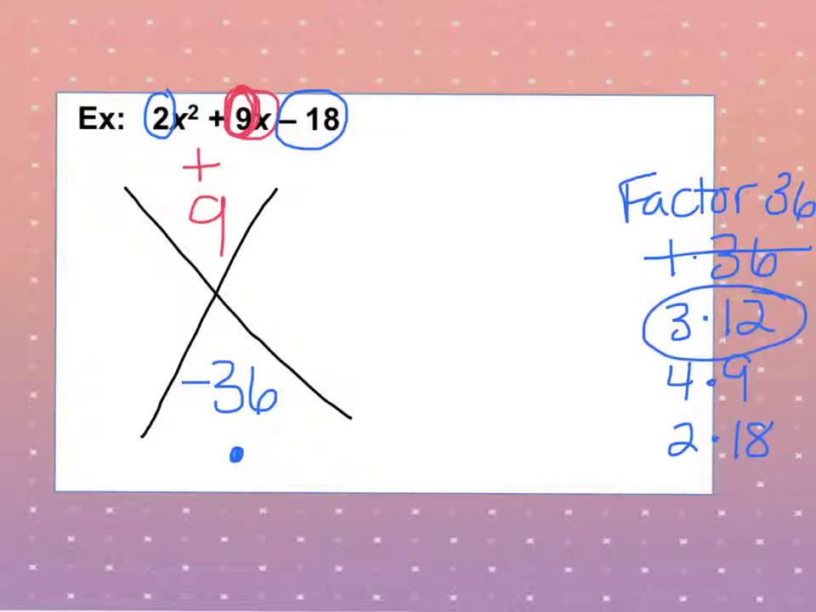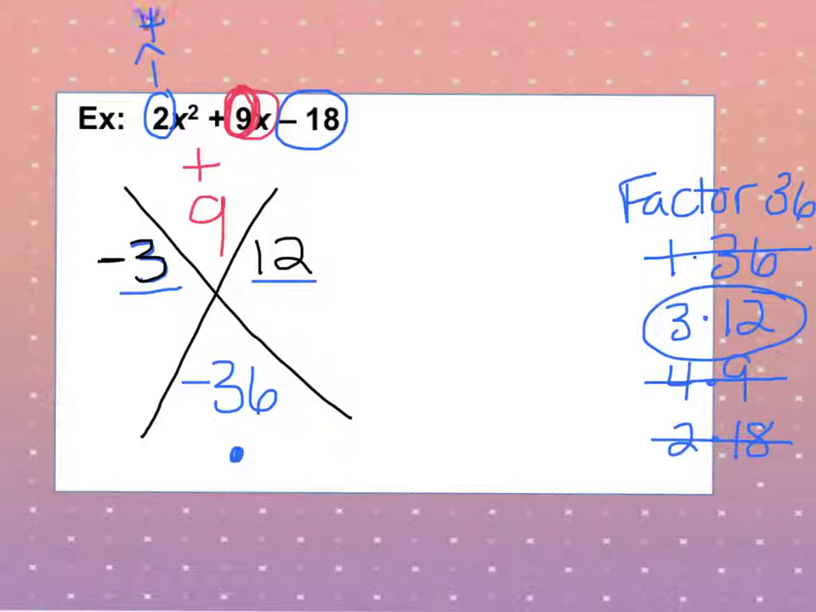Let's just double check. 4 and 9 wouldn't work. That would give 13 and 5. 2 and 18, if I added those, it would give me 20, and if I subtract, it gives me 16. So that wouldn't work. So the best choice is 3 and 12. And we have a negative product, so that means one number must be negative. And since I want the sum to be positive, the bigger number needs to be positive and the smaller number can be negative.